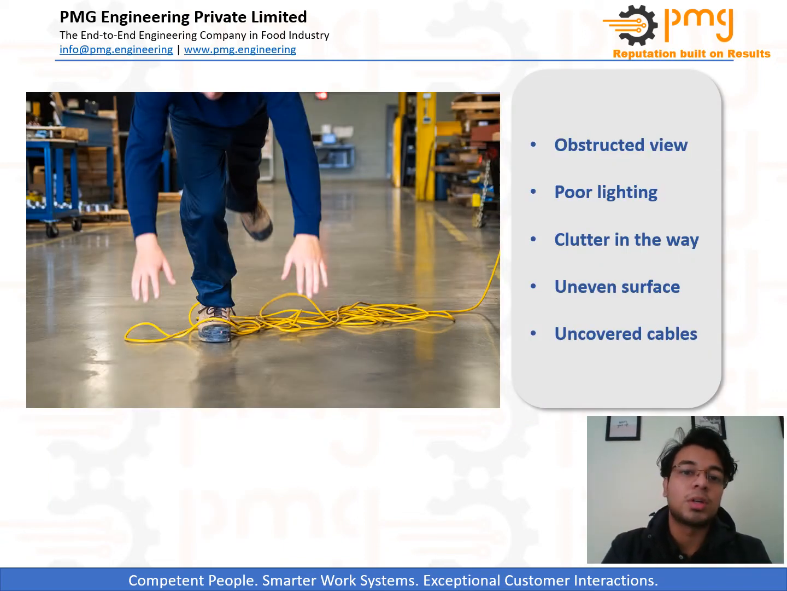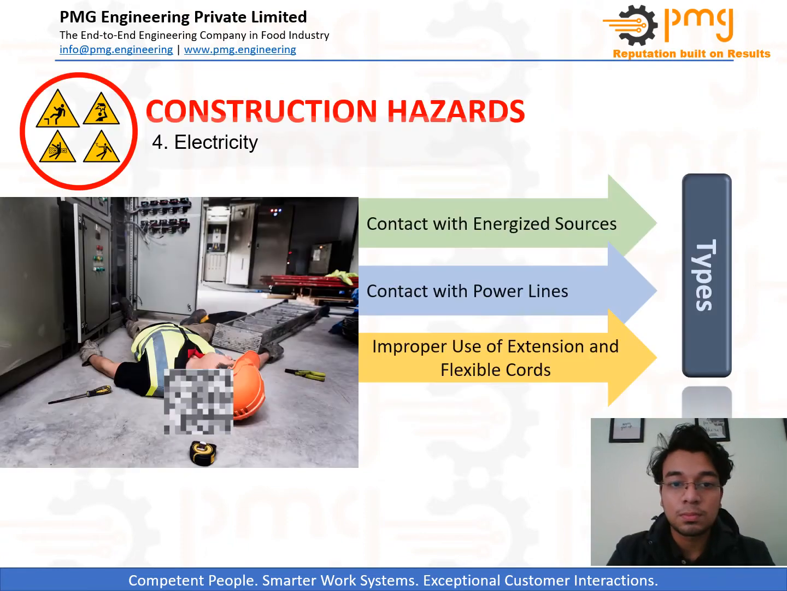Now coming to trips. Trips happen when someone's foot collides, strikes or hits an object, causing them to lose balance and eventually fall. Some common causes of tripping are obstructed view, poor lighting, clutter in the way, uneven surfaces and uncovered cables on the site.